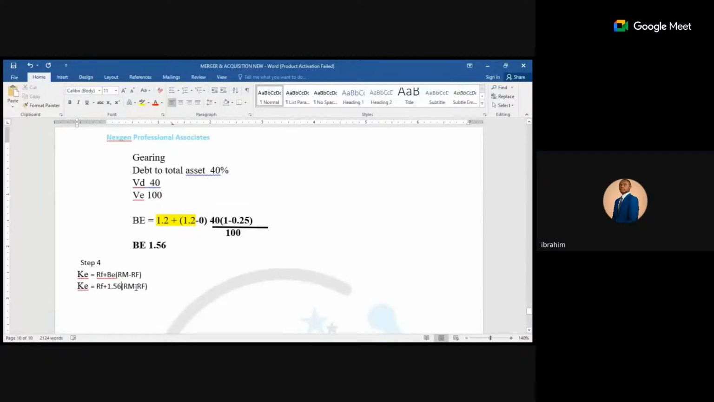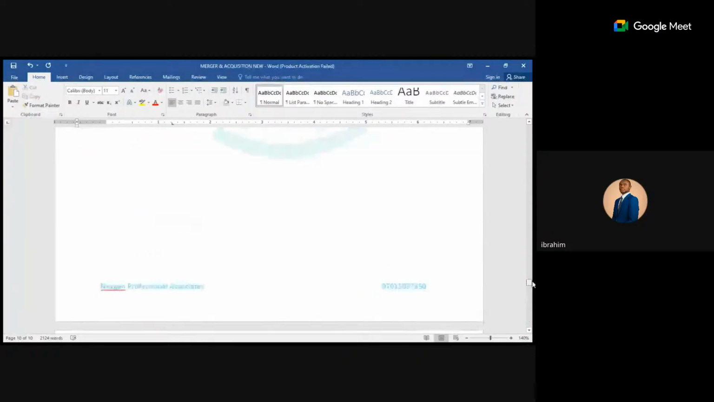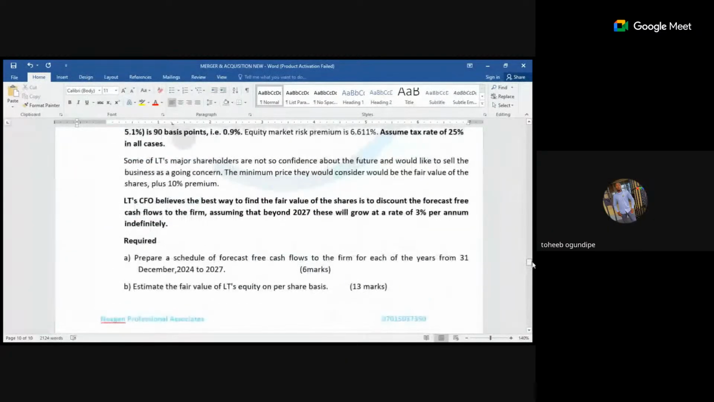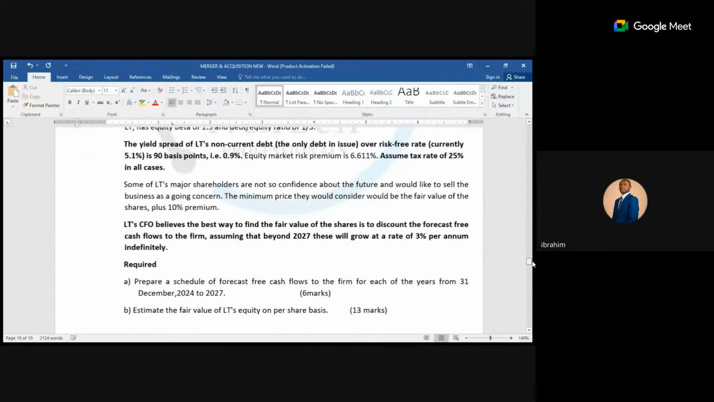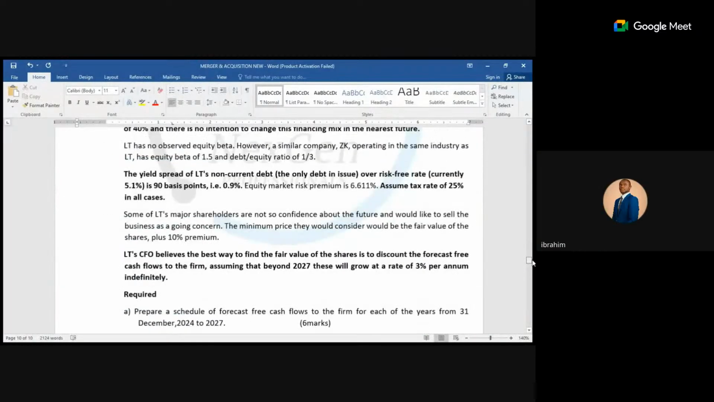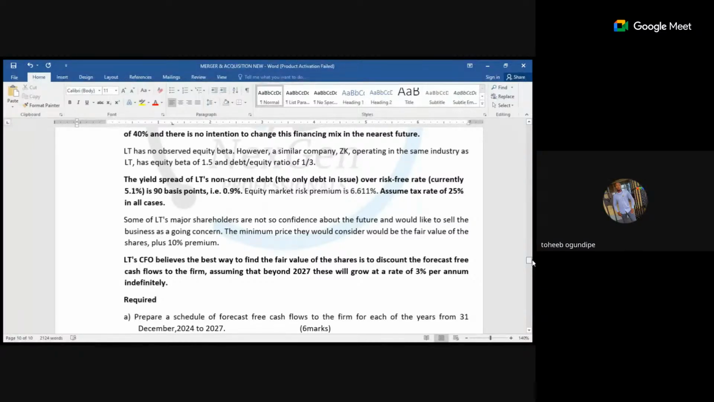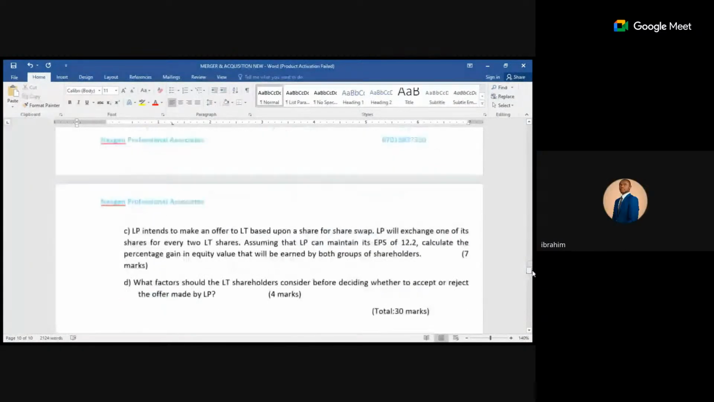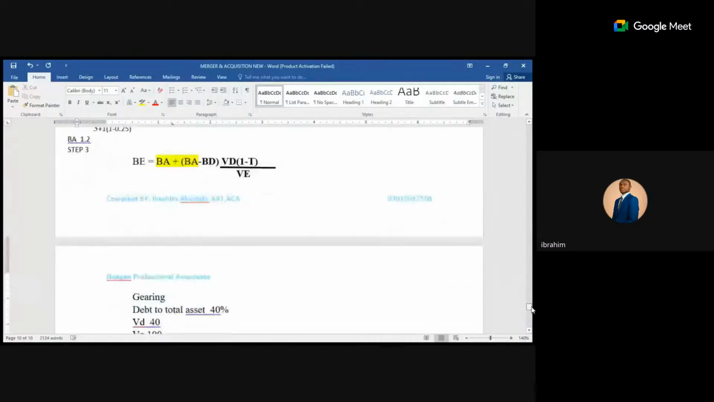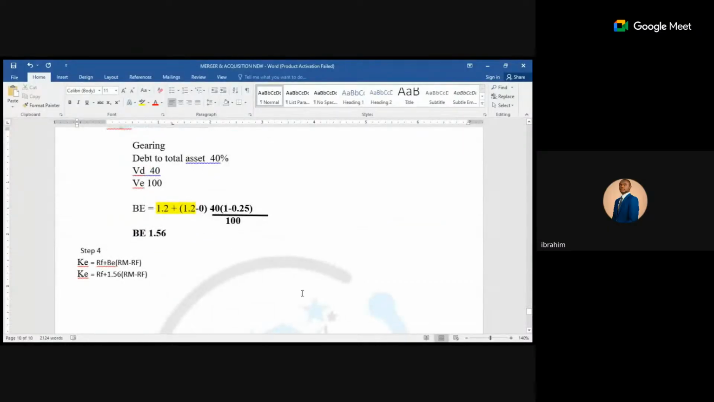So what is the market return given to us in this question? I think we are given the risk premium straight. Okay, risk premium. What is the risk premium? 6.611, right? 6.611. Okay. Now, how do we determine the risk-free rate?